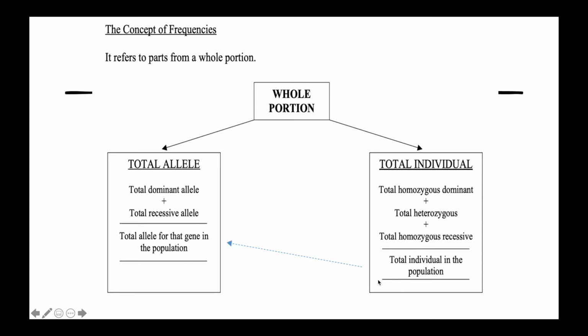These two whole portions can connect to each other. We will learn this in detail later on in the video. However, just for a quick example, you can find the total alleles for a gene in the population through the total individuals in the population. Since each individual in the population carries 2 alleles for that gene, to find the total alleles for that gene in the population, we simply multiply the total individuals in the population by 2.